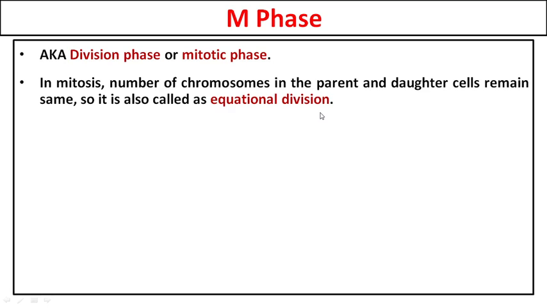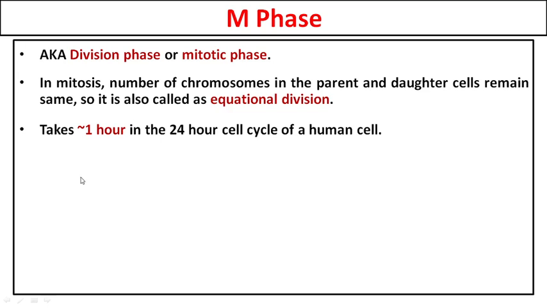There is equality. I am not giving half book to one student and half book to another student. I am giving the whole book, the complete information I am giving to both of my students. So same way, in mitosis, there is equational division. The parent cell gives equal amount of DNA to both the cells.